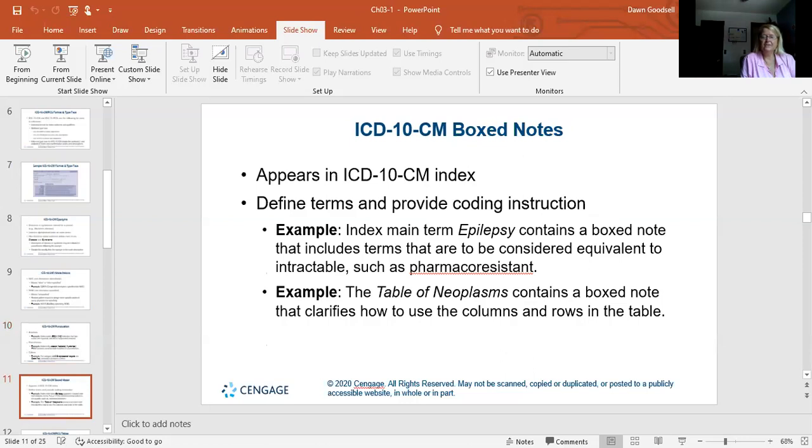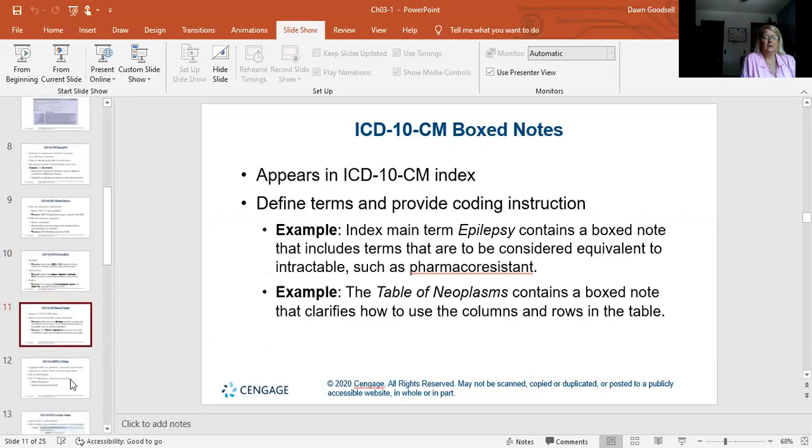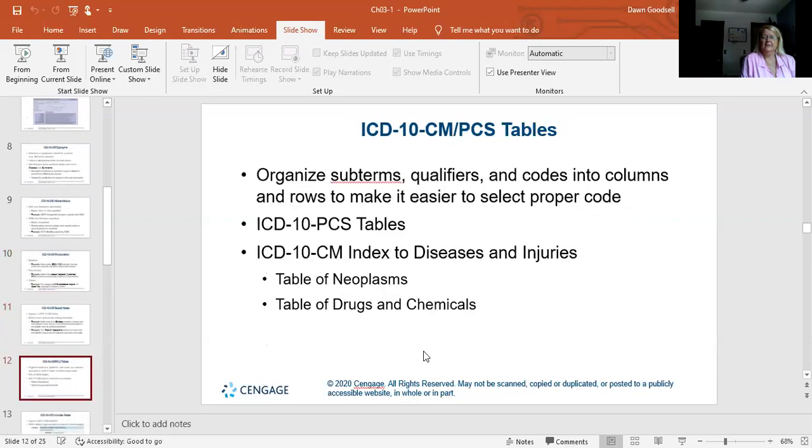ICD box notes, examples: index main term epilepsy contains a box note that includes terms that are to be considered equivalent to intractable, such as pharmacoresistant. Table of neoplasm codes is another example.